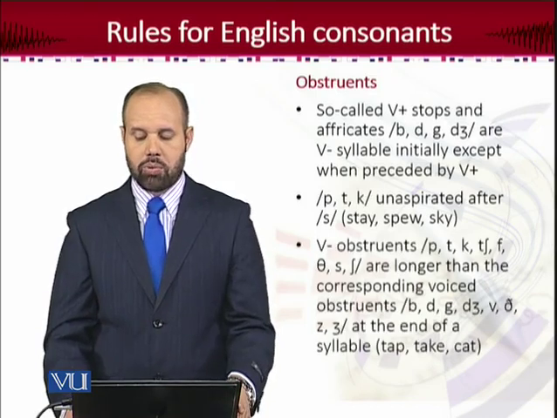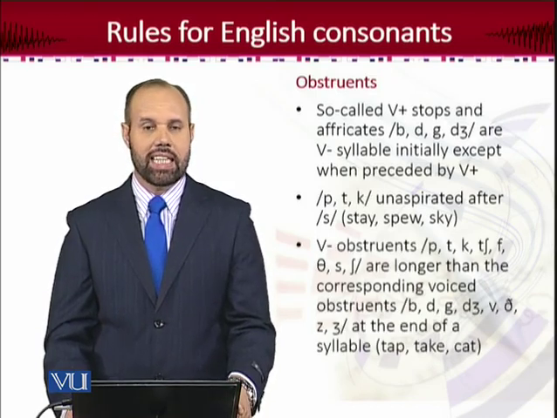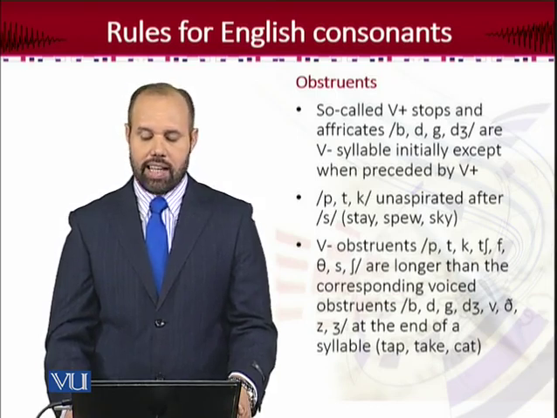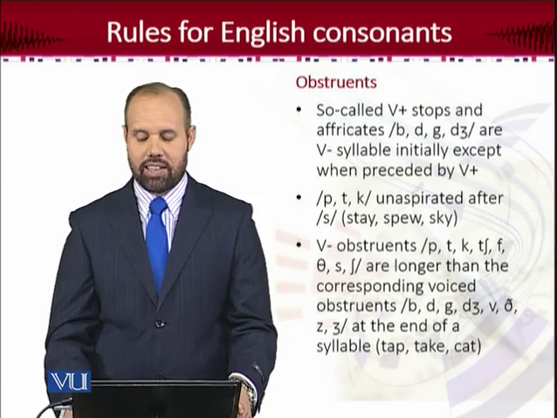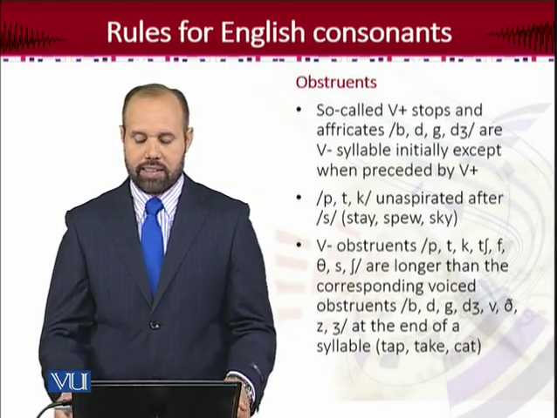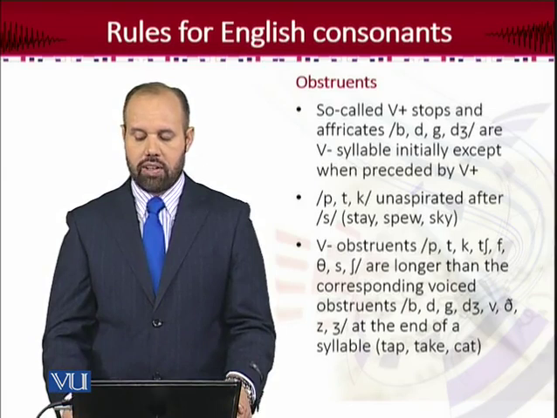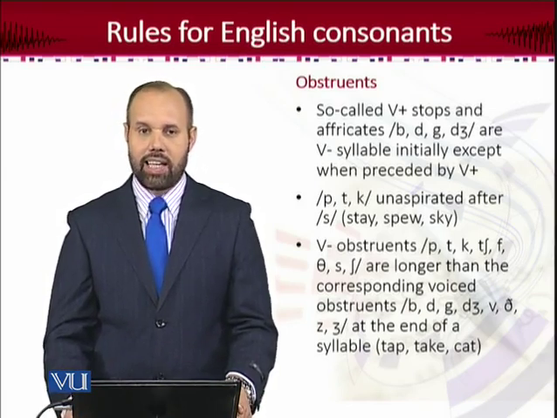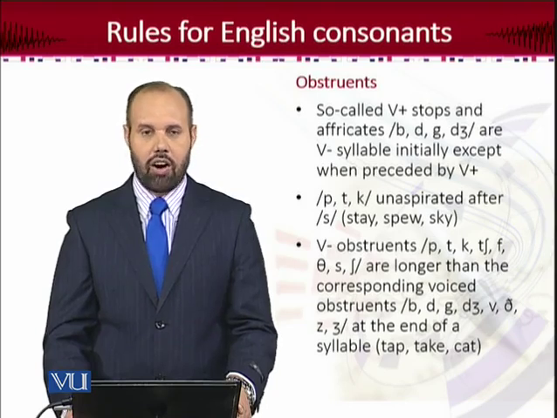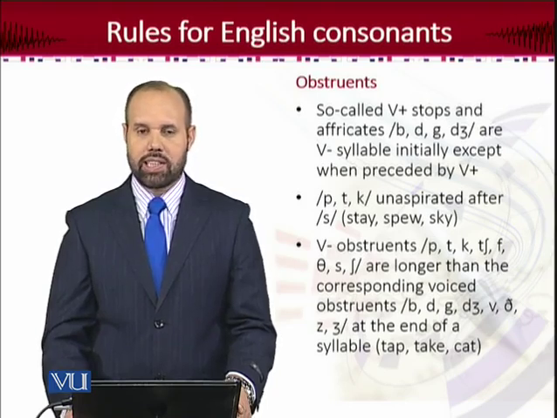And then voiceless obstruents like p, t, k, ch, f, th, s, and sh are longer than the corresponding voiced obstruents, right? Their voiced counterparts are b, d, g, j, v, th, z, and zh, at the end of a syllable in words like tap or tack or cat, right? So those voiceless obstruents are longer than their voiced counterparts.